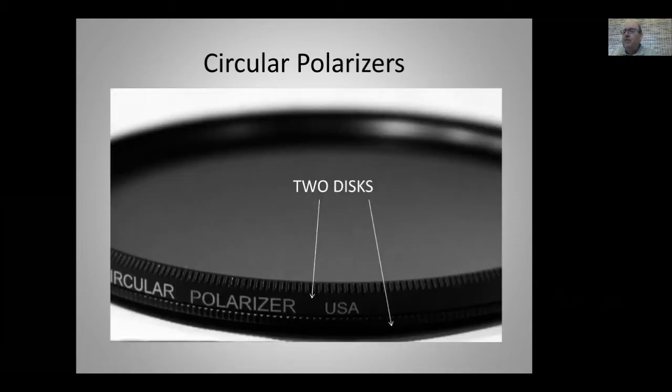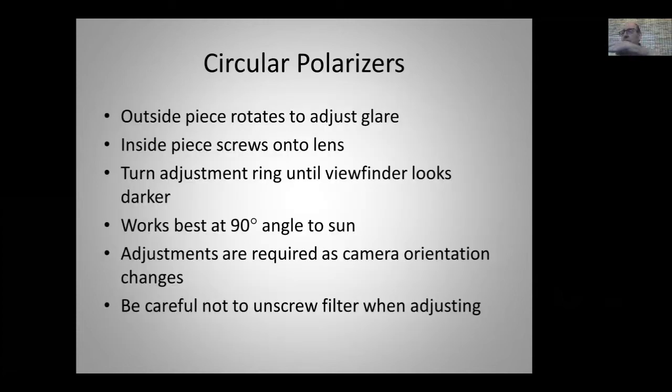They're made up of two discs. There's a top one and a bottom one. What I call the outside piece, which is the top one, is the one you have to turn to adjust. The inside piece screws into the lens itself. So the way it operates is you turn the adjustment ring until the viewfinder looks darker. It generally will work best at a 90-degree angle to the sun. It doesn't mean it won't work any other way, but that's where it works best. So there's two places you'll get the best reduction. The rest will not be as good. And if you're on a straight line with the sun, either looking to or away from it, it'll have almost no impact.